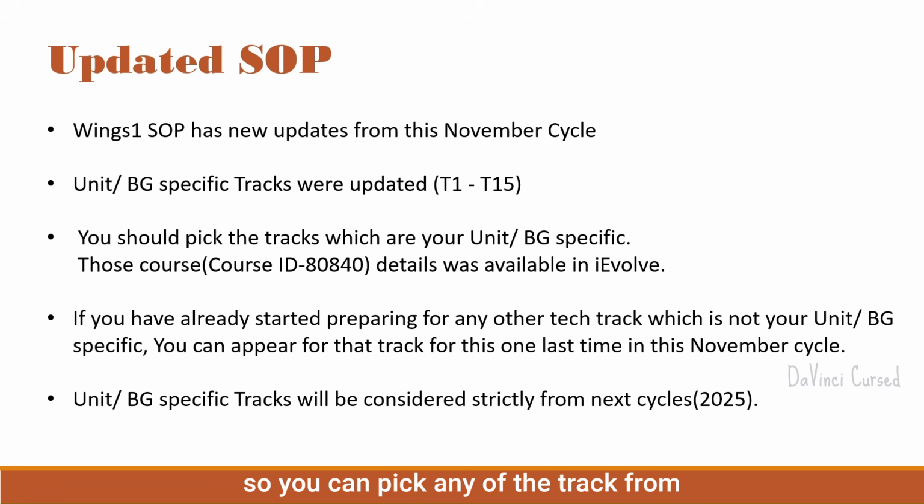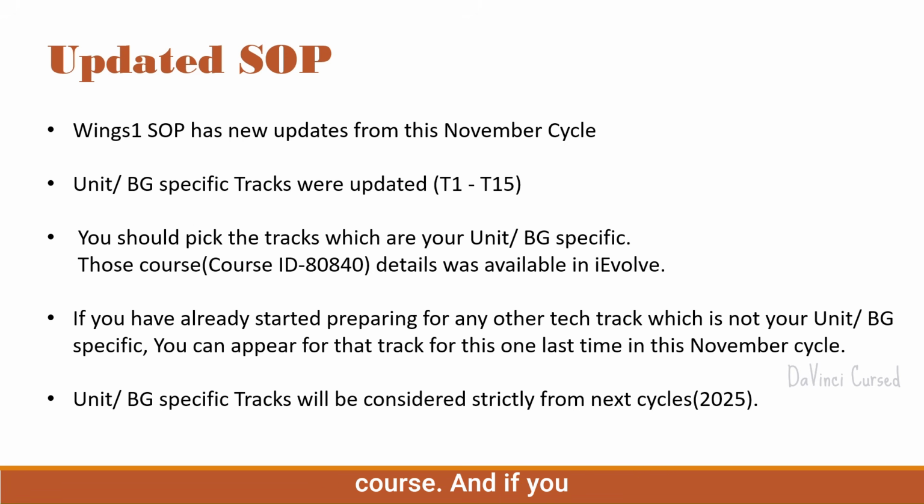So you can pick any of the tracks from your unit or BG specific. Those course IDs were available in iEvolve. The course ID is 80840. So that course will redirect you to some SharePoint folder. So all the course lists were available in that course.